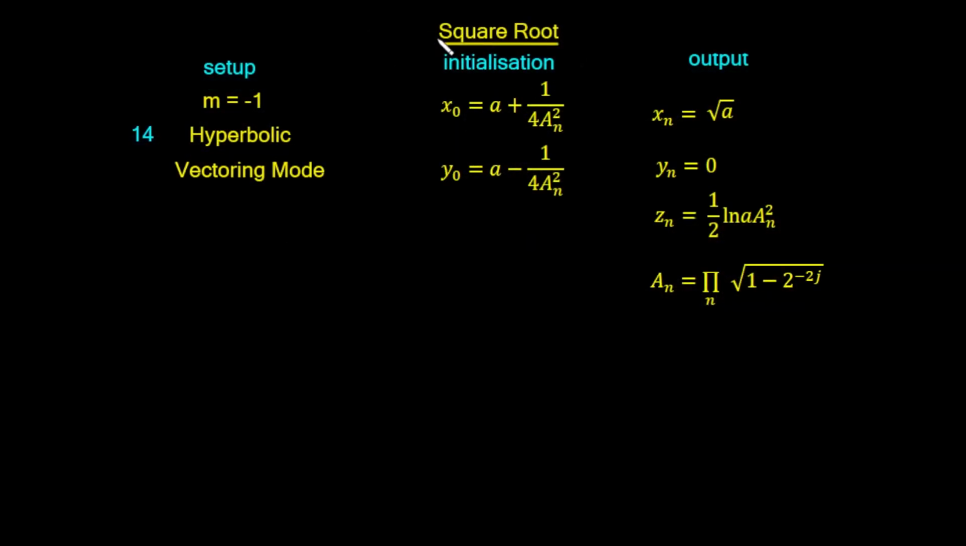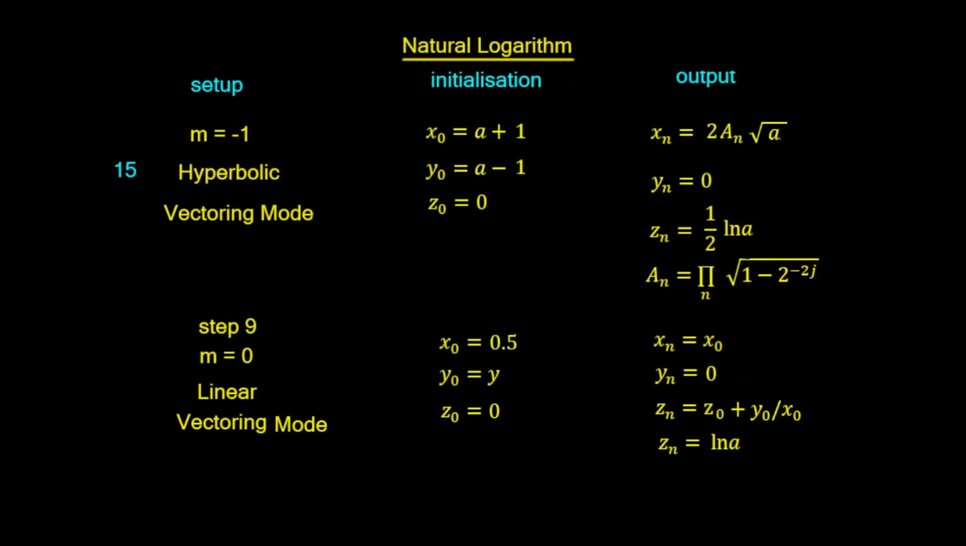We can generate the square root by choosing m is equal to -1, so this is hyperbolic and we're in vectoring mode. For the initialization, we set x0 is equal to a plus 1 upon 4a squared and y0 is equal to a minus 1 upon 4a squared. This will give us the final output xn is equal to the square root of the value a.